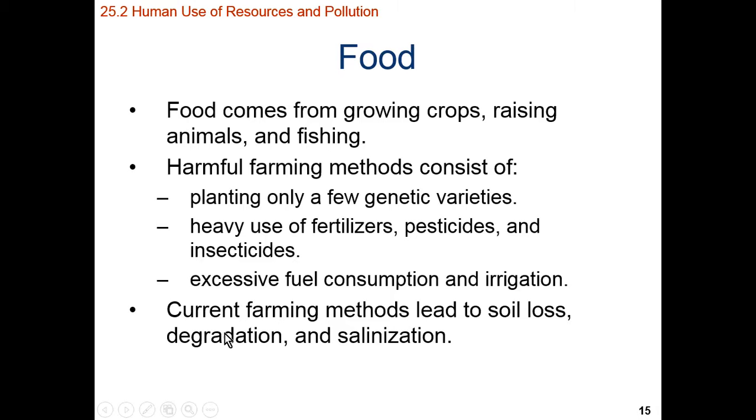More current farming methods have led to a decrease in soil erosion and degradation and a decrease in salinization. Salinization is a very scary thing. What happens when we put fresh water on the ground is that fresh water, generally speaking, will evaporate. And all fresh water will contain a very small amount of dissolved salts in it. Not enough to make it salty, but just a very small amount of salt. And as that fresh water evaporates, the salt is left behind. And over the years, as we have more and more fresh water evaporating, more and more salt is left behind, and this leads to a salinization of the ground.